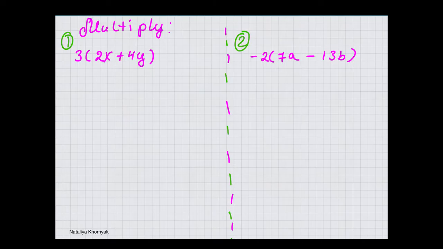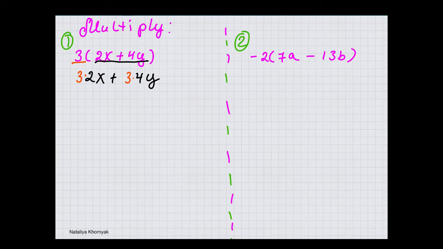In the first example, we have 3 times 2x plus 4y. Now you can add 2x plus 4y parentheses to itself 3 times, or you can just distribute. So the first step is to copy what's inside of the parentheses with spaces. We have 2x plus 4y. Then you want to write the outside term next to each of these terms.